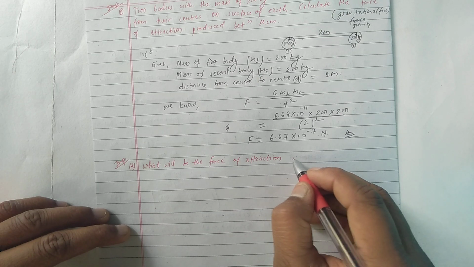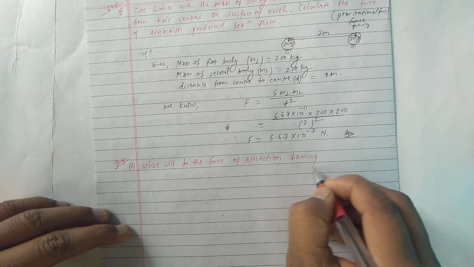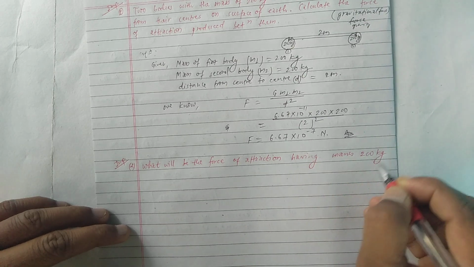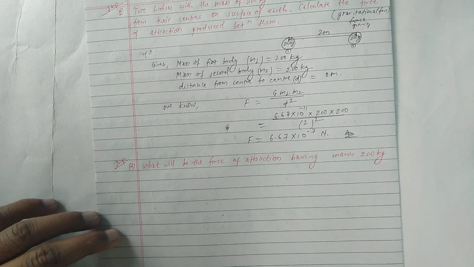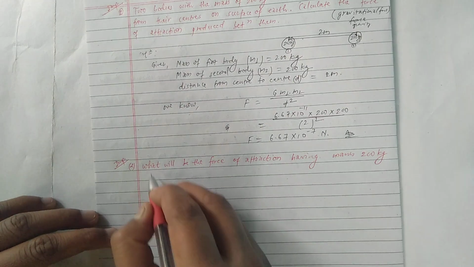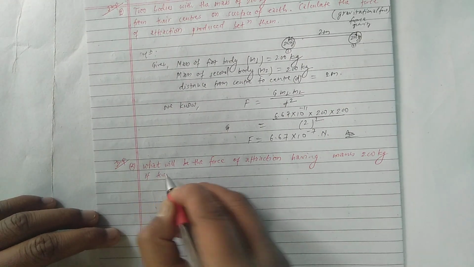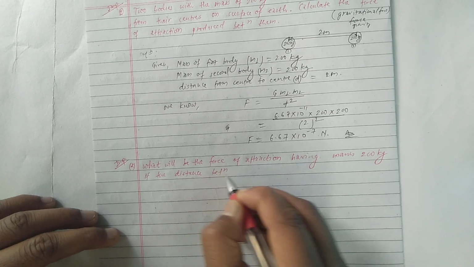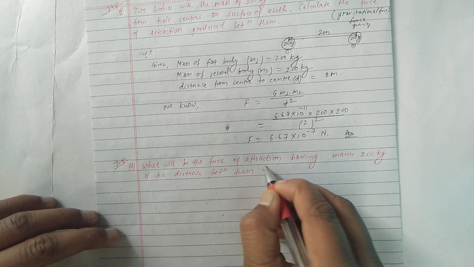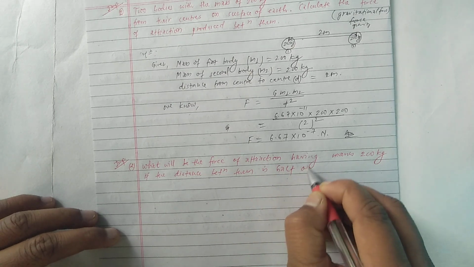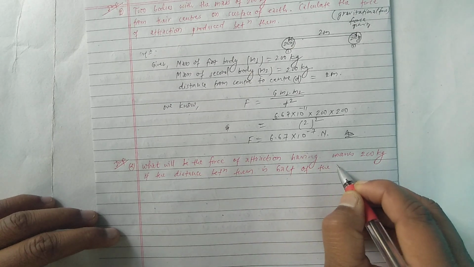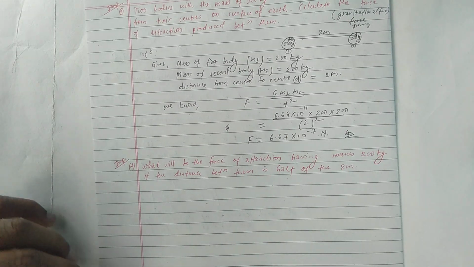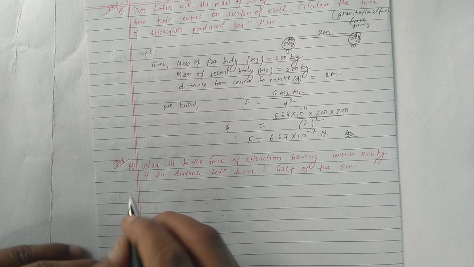What will be the force of attraction having masses 200 kg, if the distance between them is half of the 2 meters. Okay, so let's start the solution.